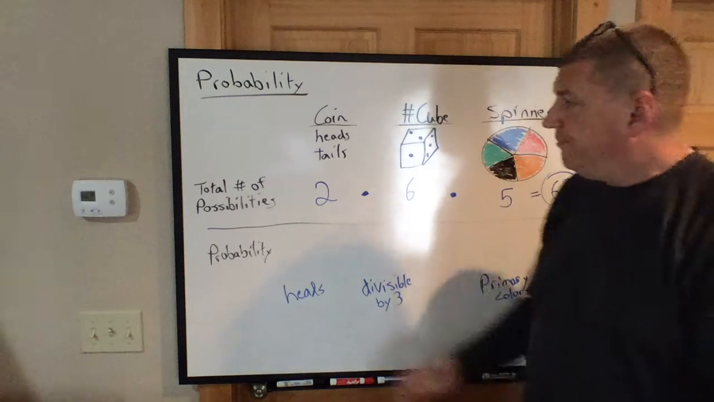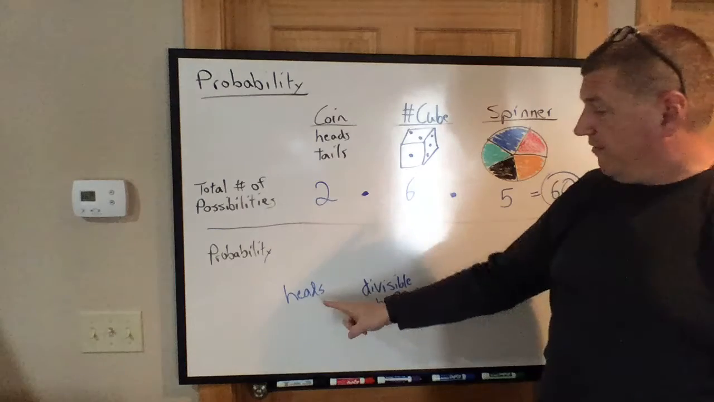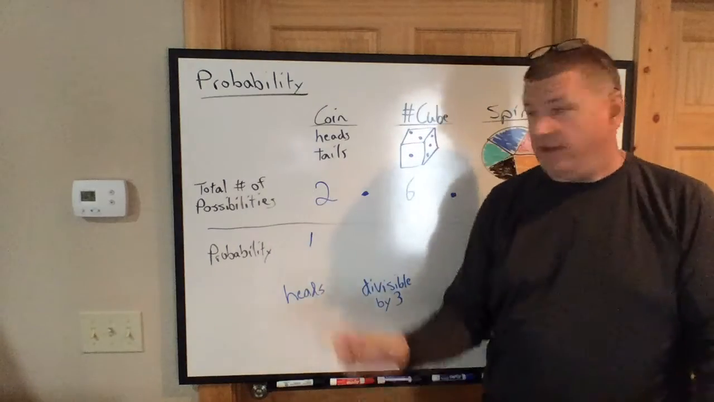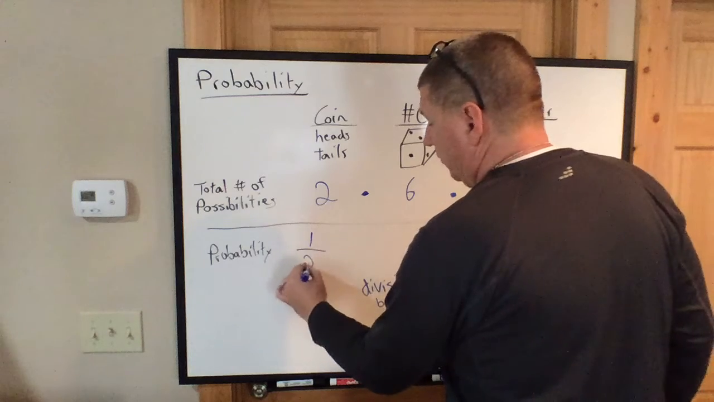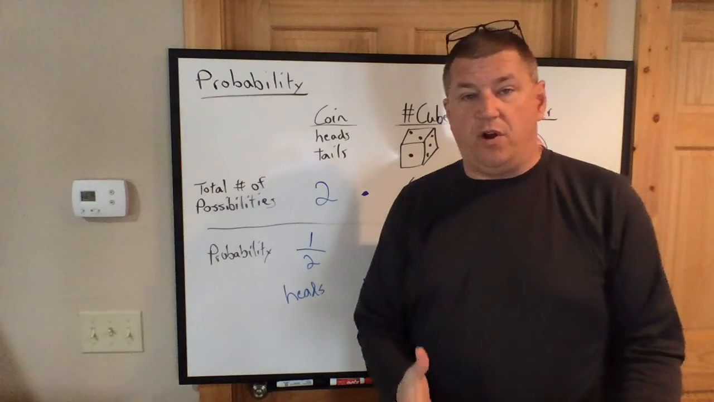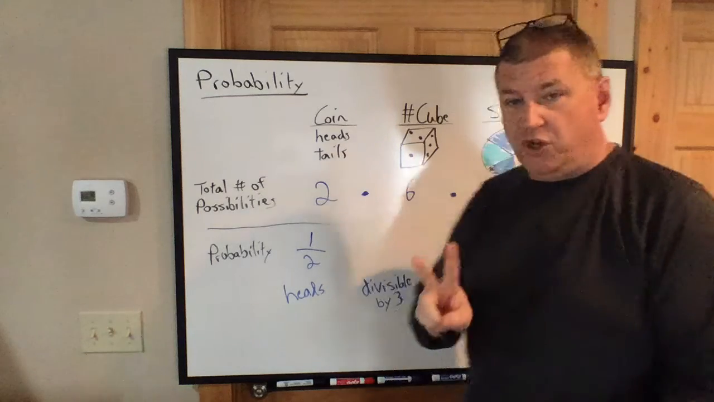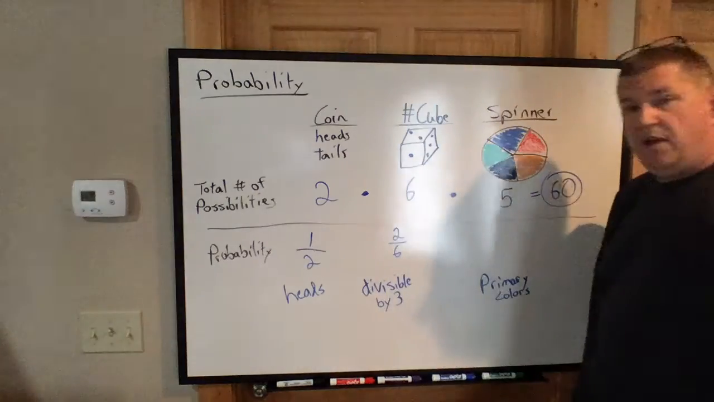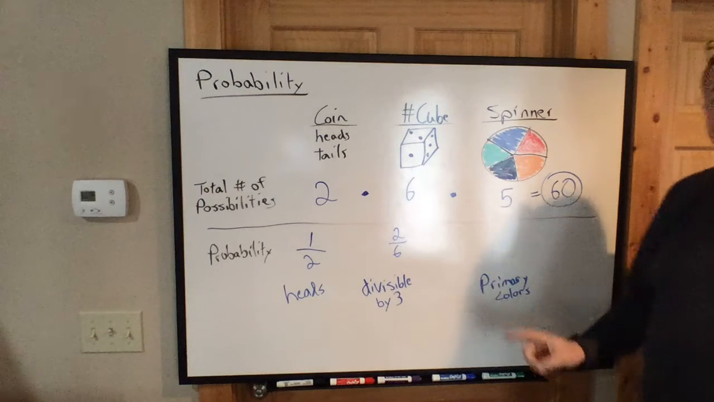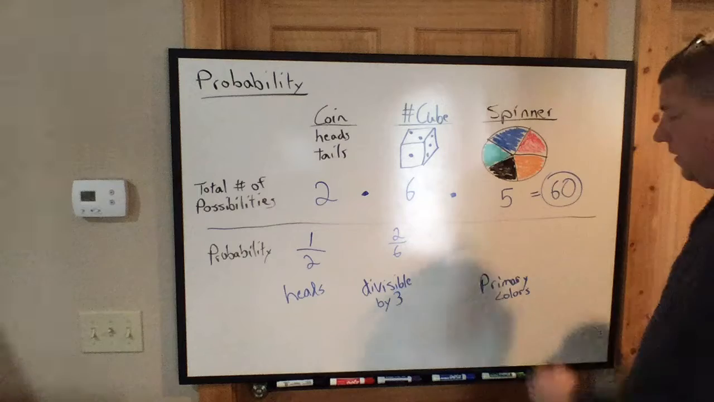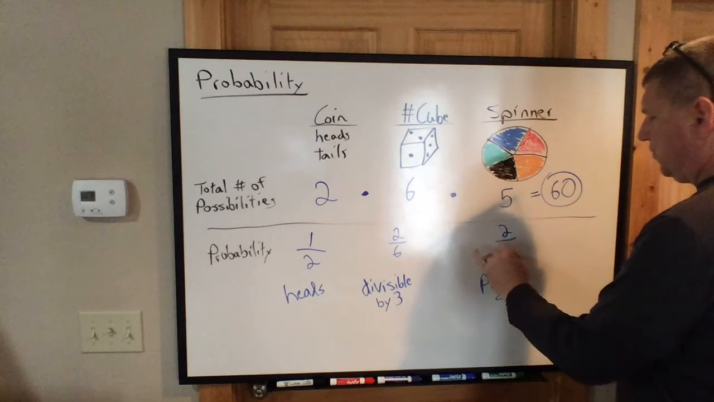So how many? Obviously, we have heads, so that's one possibility out of how many? That would be 2. 1 out of 2. Okay, so divisible by 3. How many options on a cube do we have on that? We have 2. So we have 2 out of 6. And over here with the spinner, how many did we have that are primary colors? That would be 2, the blue and the red, out of how many possibles, which would be 5.